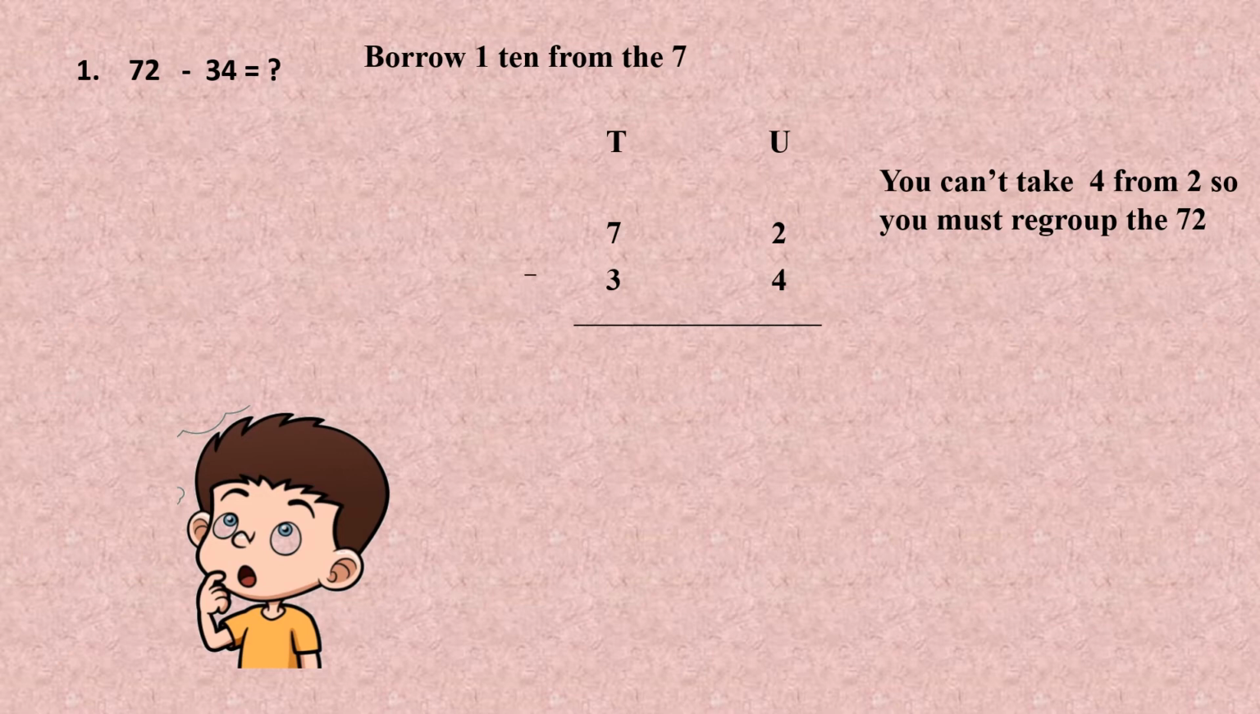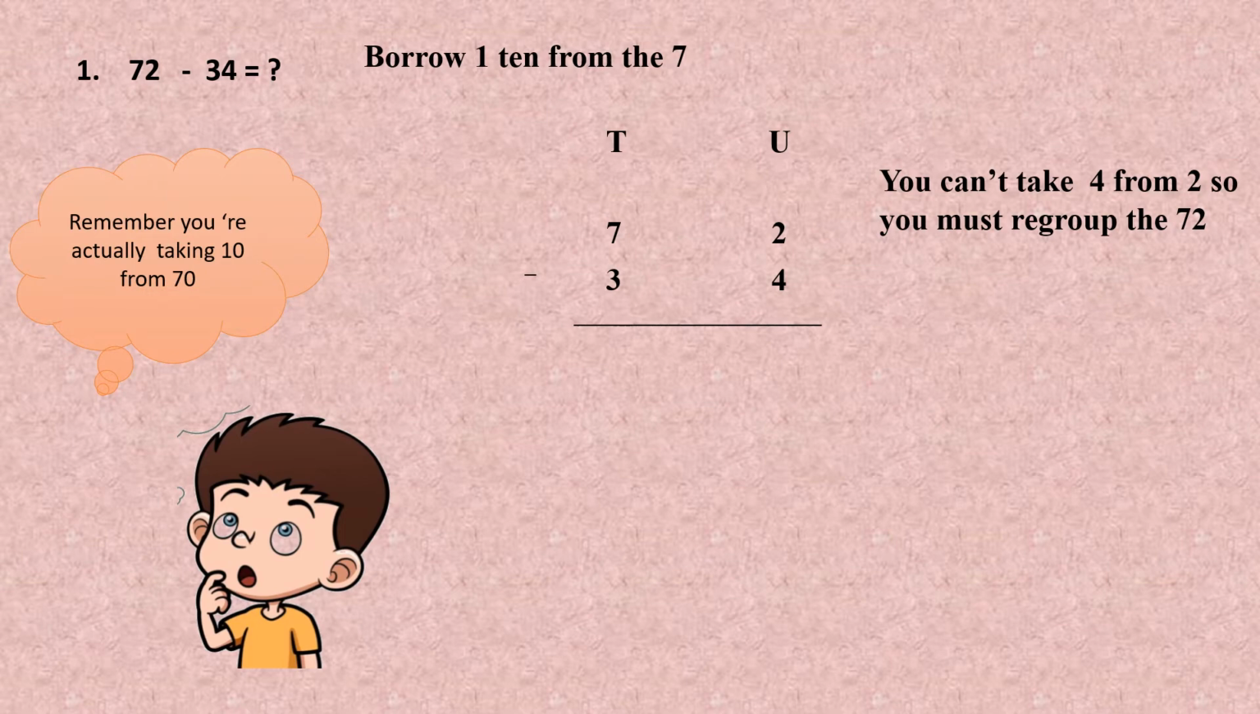Borrowing 1 ten from 7 as told earlier. But remember, you are not borrowing 1. You are actually taking 10 from the number 70. The number 72 means 7 rods and 2 cubes. When you take 1 rod from 7, you are actually taking 10 small cubes. So, this is the most important point, boys. You must remember, you are actually taking 10 from 70.